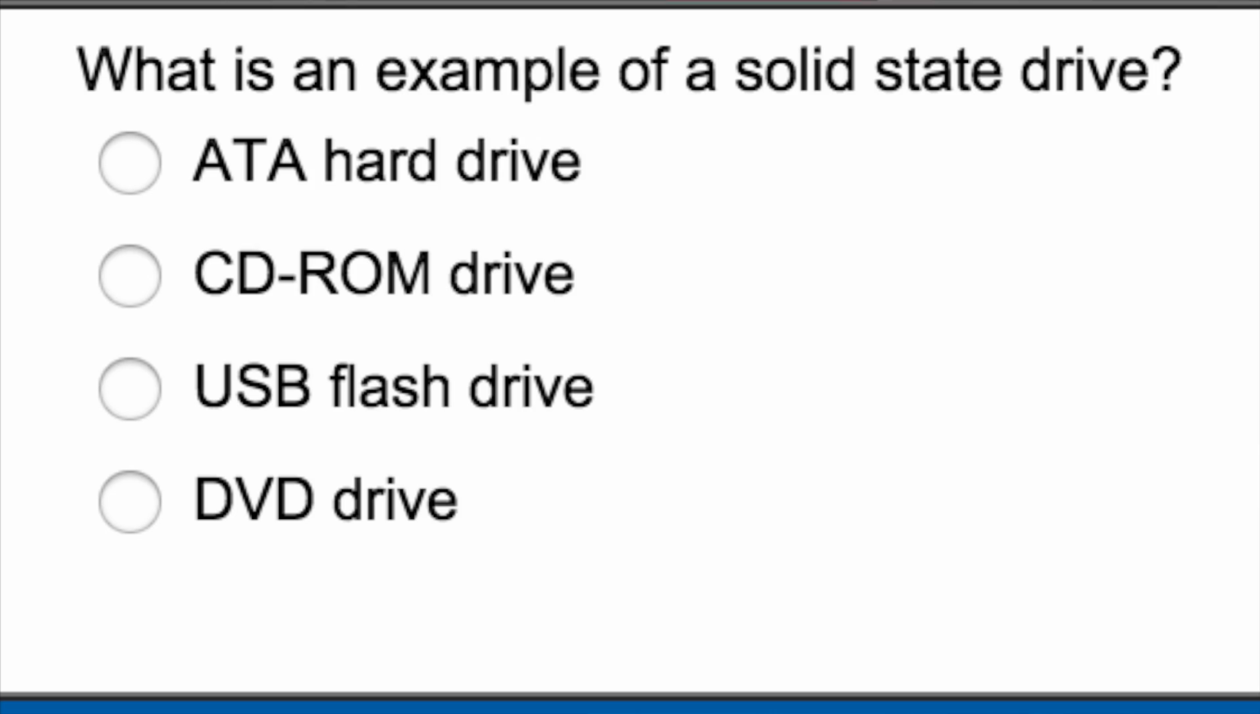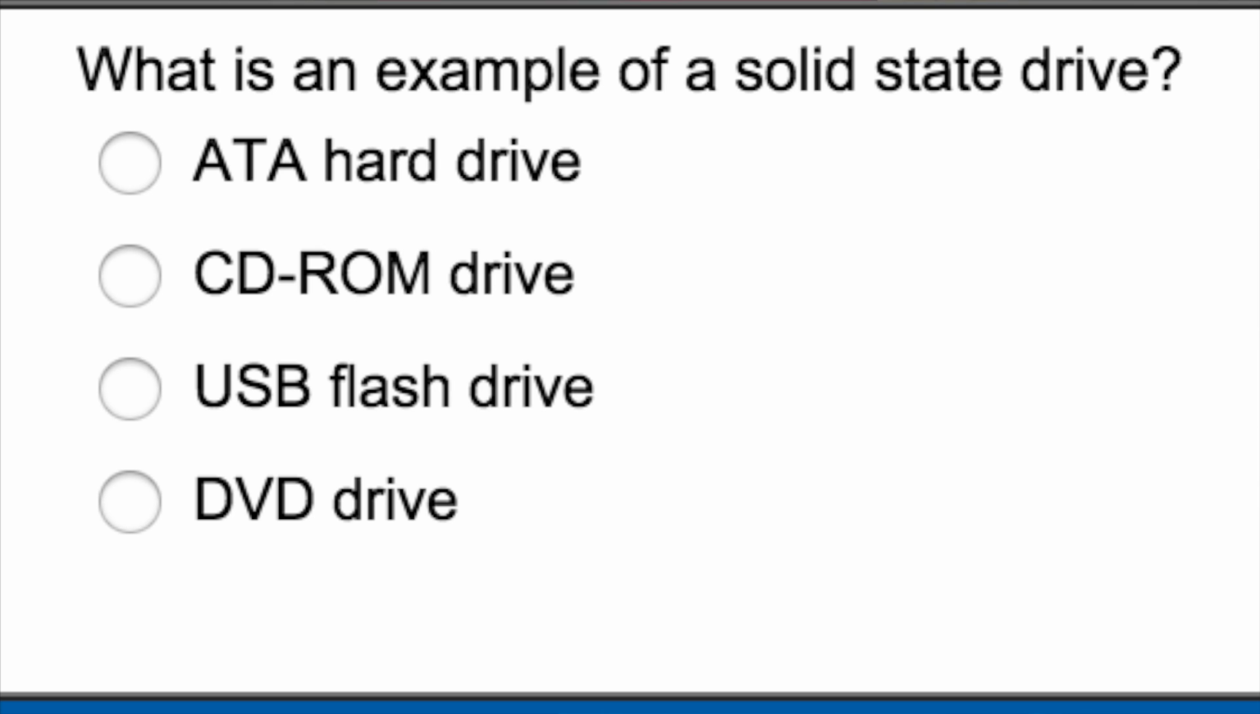Okay, this is going to be quite an easy one. The question is: what is an example of a solid state drive? An ATA hard drive, a CD-ROM drive, a USB flash drive, or a DVD drive.